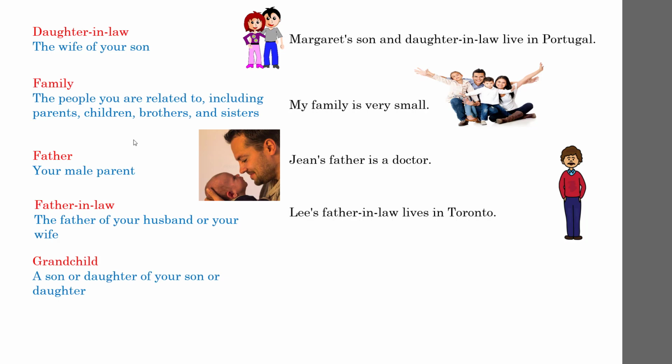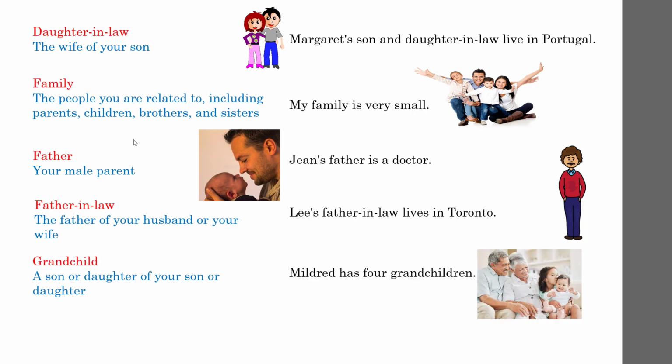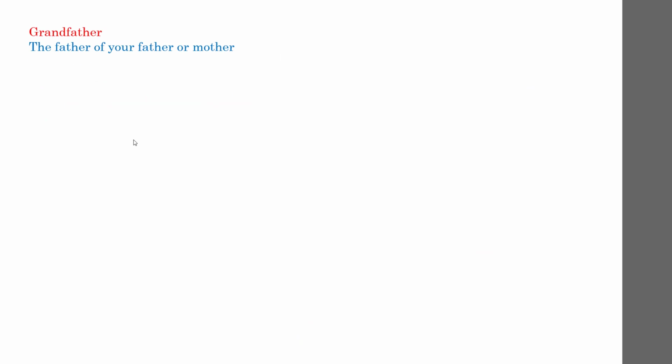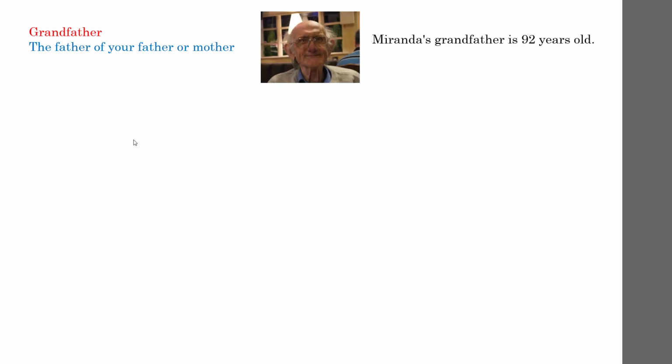Grandchild. A son or daughter of your son or daughter. Mildred has 4 grandchildren. Granddaughter. A daughter of your son or daughter. Charlie's granddaughter lives in Osaka. Grandfather. The father of your father or mother. Miranda's grandfather is 92 years old.